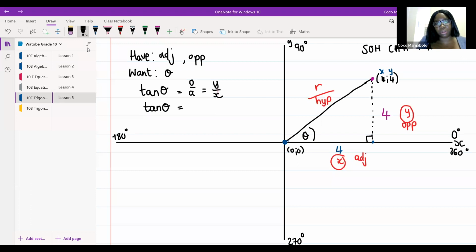Tan of theta is equal to my opposite side, or my A side is 4, or my Y is 4, and my adjacent side or my X side is 4, right? So if I want to find the angle, I click shift because I want my angle. So I'm going to go theta is equal to arctan of 4 over 4, and you guys are going to notice something very funny, that your answer is in fact 45.